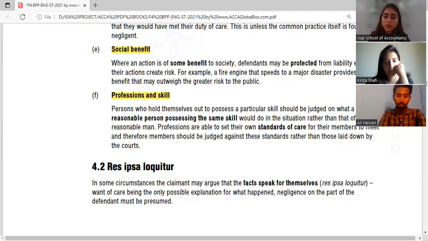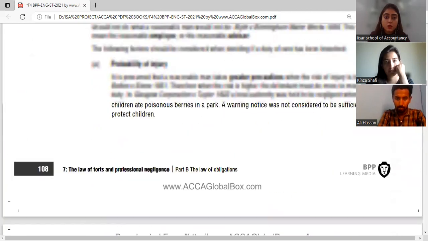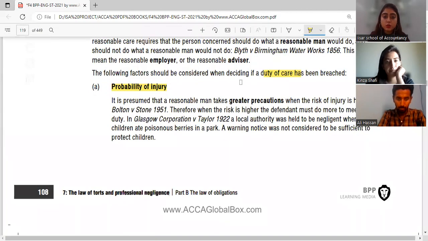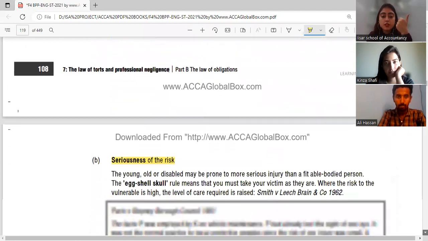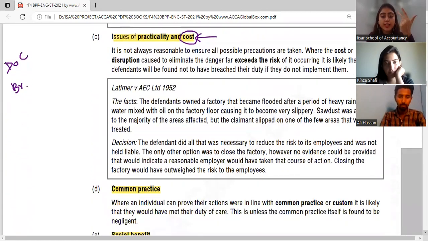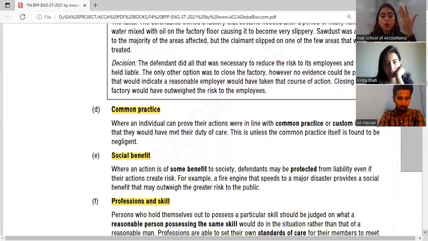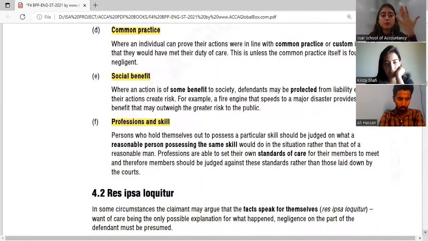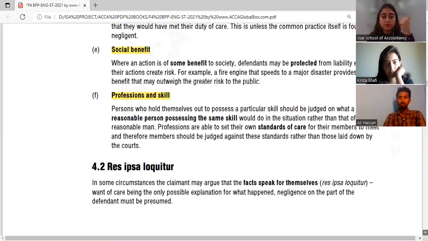Next, I hope these points are clear. What factors should be considered when you have to check whether the duty of care is breached? Number one, probability of injury. Number two, seriousness of the risk. Number three, issues of practicality and cost. Number four, common practice. Number five, social benefit. Number six, professions and skill.